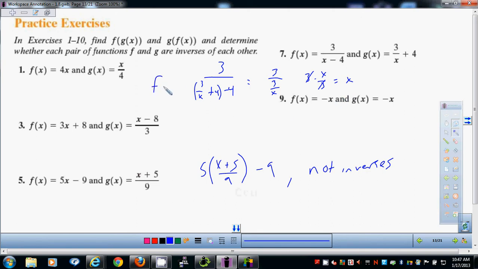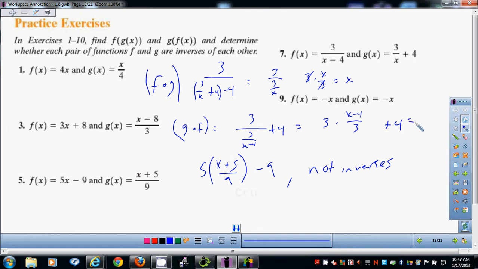Now we need g of f to see if it is also going to be x. So that would be 3 over x minus 4 plus 4. All we're doing is composing. So that's 3 times x minus 4 over 3 plus 4. The 3's are going to cancel. 3 times 3 divided by 3, leaving you with x minus 4 plus 4, which will also cancel, leaving you with x. Are they inverses? Yes. And you can just write yes or no. Yes, they are.